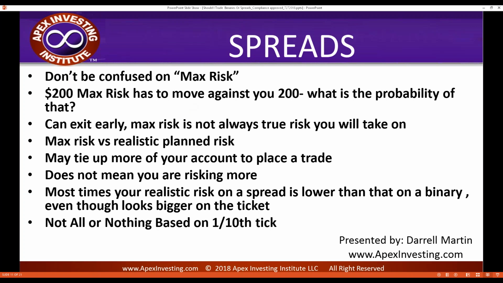Okay, you can exit early for one, but for two, it's $1 a tick on that spread. If you have a $200 max risk, that's not all or nothing at expiration. The market would have to go against you 200 pips. Okay, it's about max risk versus realistic planned risk. You can exit early if the market's going against you. Just because you have to put more up out of your account to get in that spread trade doesn't exactly mean you're risking more.